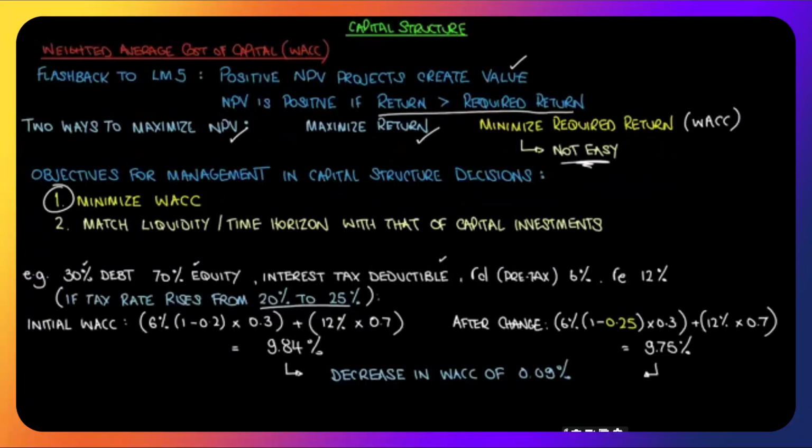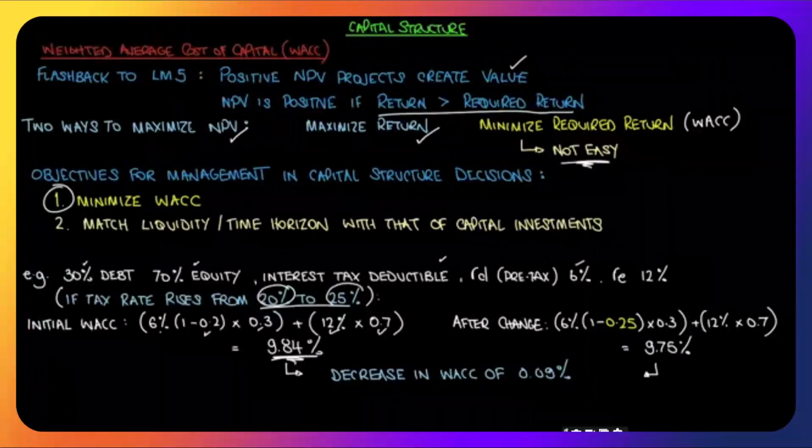Well, blast through the calculation. Cost of debt is 6. Tax rate, well, initially it was 20%. Weightings, 30% debt, so times 0.3. Cost of equity, 12. Weighting is 70%. Initially, 9.84% was our WACC. After the change, tax rate is now 25%.